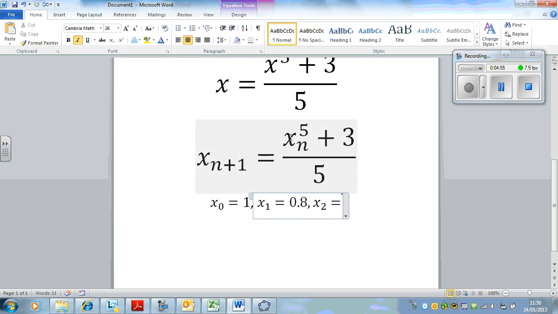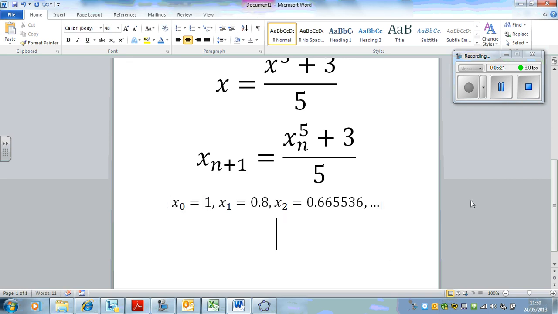The next value, we're going to resubstitute in 0.8 to the power of 5 this time. So 0.8 to the power of 5, I've got a calculator handy here, plus 3, and then I divide by 5, and my new answer is 0.665536. Okay, and we can go on and on.